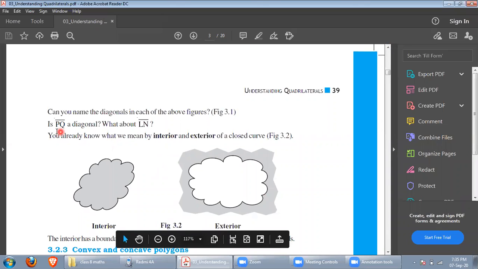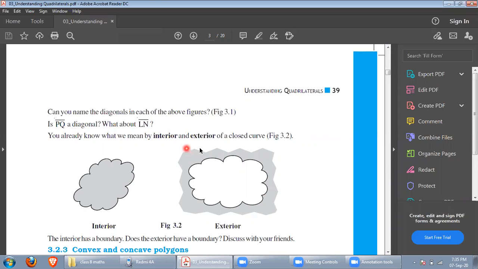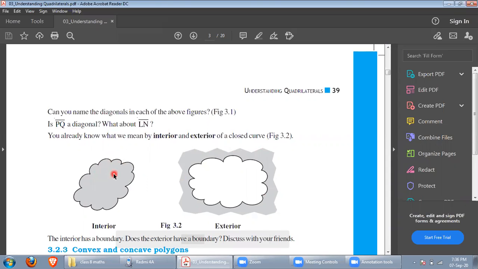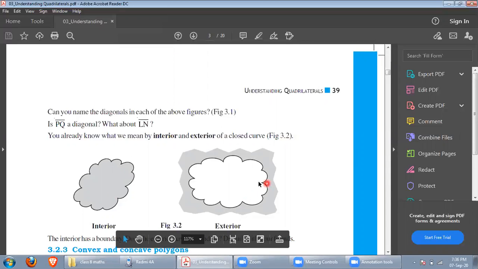So you already know what we mean by interior and exterior of a closed curve. Whatever is inside the curve is the interior of the curve, and whatever is outside the curve is called the exterior of the curve. Okay.